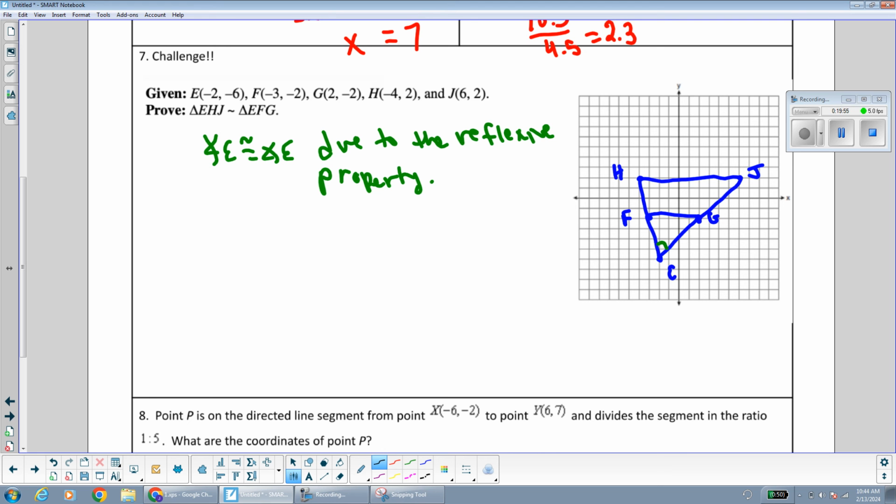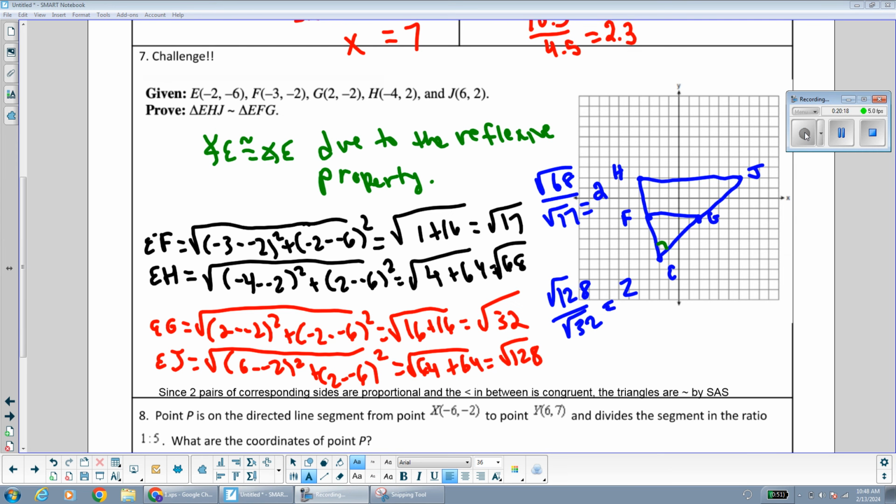So what I'm going to do is I'm going to find the length of EF and the length of EH, and I'm going to find the length of EG and the length of EJ so I can see that they are in fact proportional. So I'm going to pause the video so that way I can use the distance formula really quickly for EF, EH, EG, and EJ.